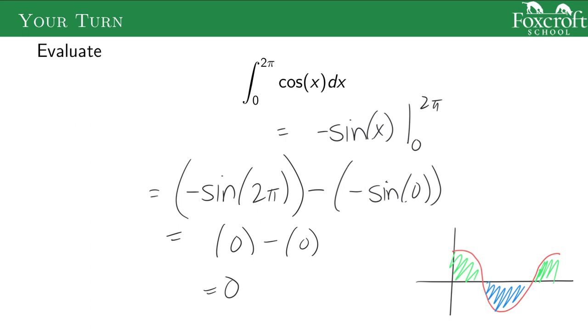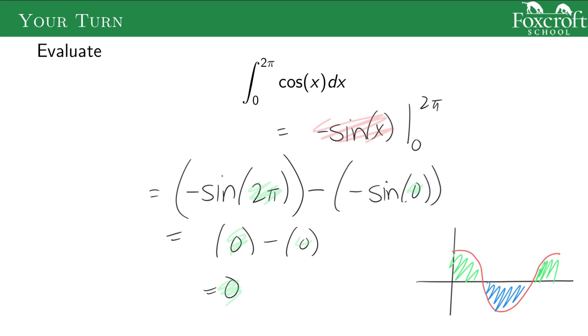The antiderivative of cosine is sine. You want to evaluate that from 0 to 2 pi, so I plug in 2 pi into sine, and I plug in 0 into sine. Both of those give me 0. When I subtract, I get 0. So the area under cosine of x from 0 to 2 pi is 0. And that seems kind of weird.